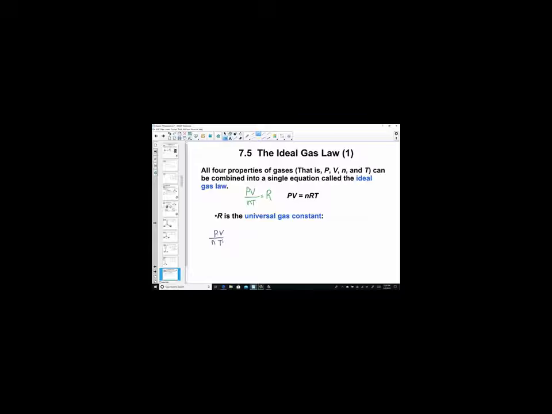Pressure and temperature are directly related. Volume and moles are directly related. Pressure and volume are inversely related. All of these are placing the same four variables into one equation.